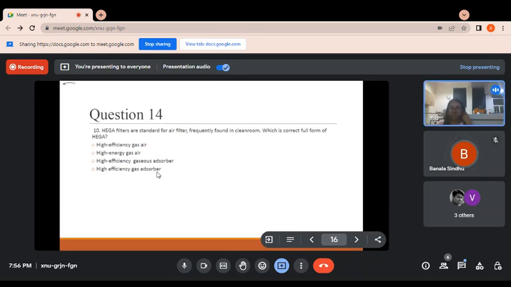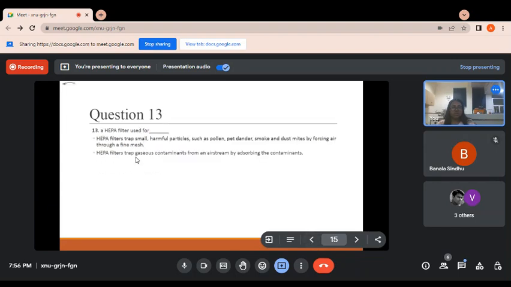Actually, the right option is option 4, high efficiency gas adsorber. Here we discussed that to trap gaseous contaminants from an air stream by absorbing the contaminants, this is the work of the Hager filter. So the Hager filter traps the gaseous contaminants from an air stream, and it absorbs these contaminants.